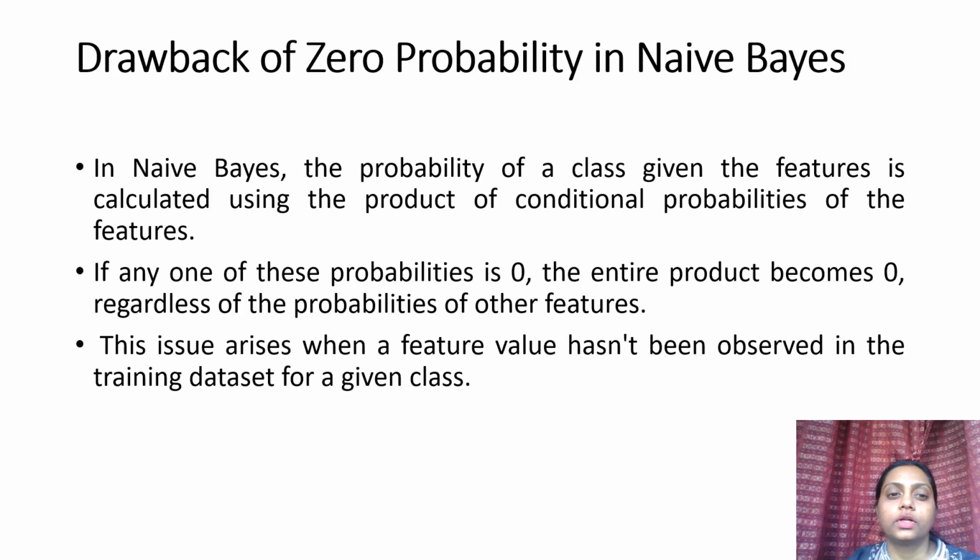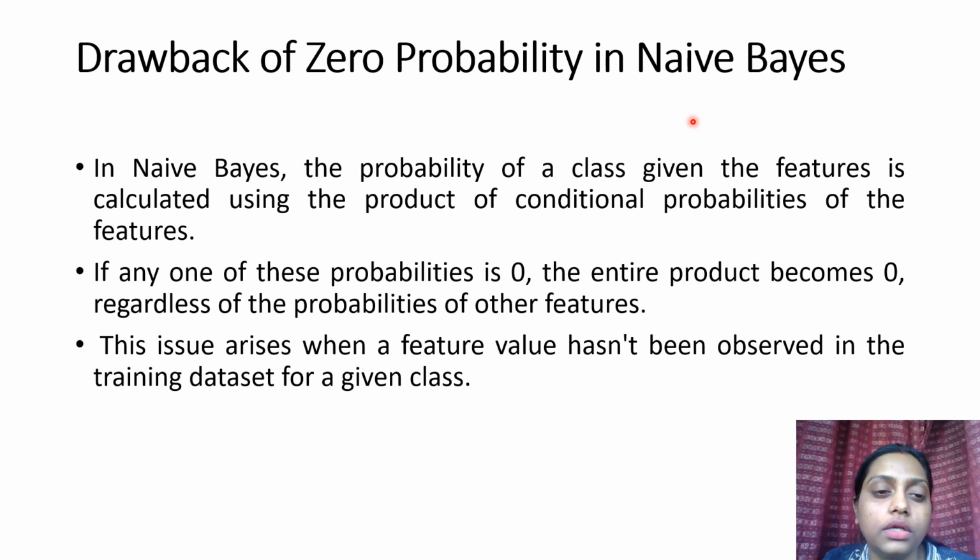Now, what is the drawback? The main drawback of naive Bayes is the zero probability problem: if one probability goes to zero. As we have seen in the earlier case, the last category, when we are calculating the message as not spam, the probability goes down to 0.